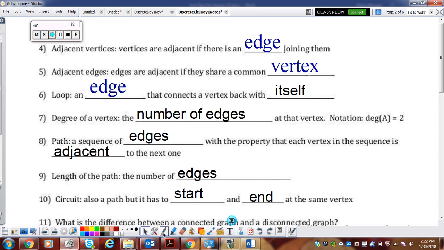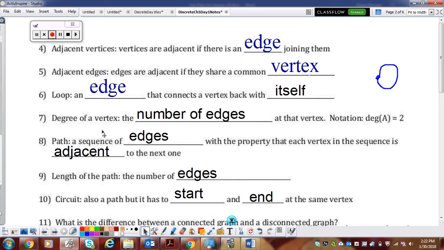Now we also have something called a loop. A loop is an edge that connects a vertex with itself. So here is a vertex. It's just a dot, and I'm going to show a loop. It starts and then it goes back to it. That right there is a loop.